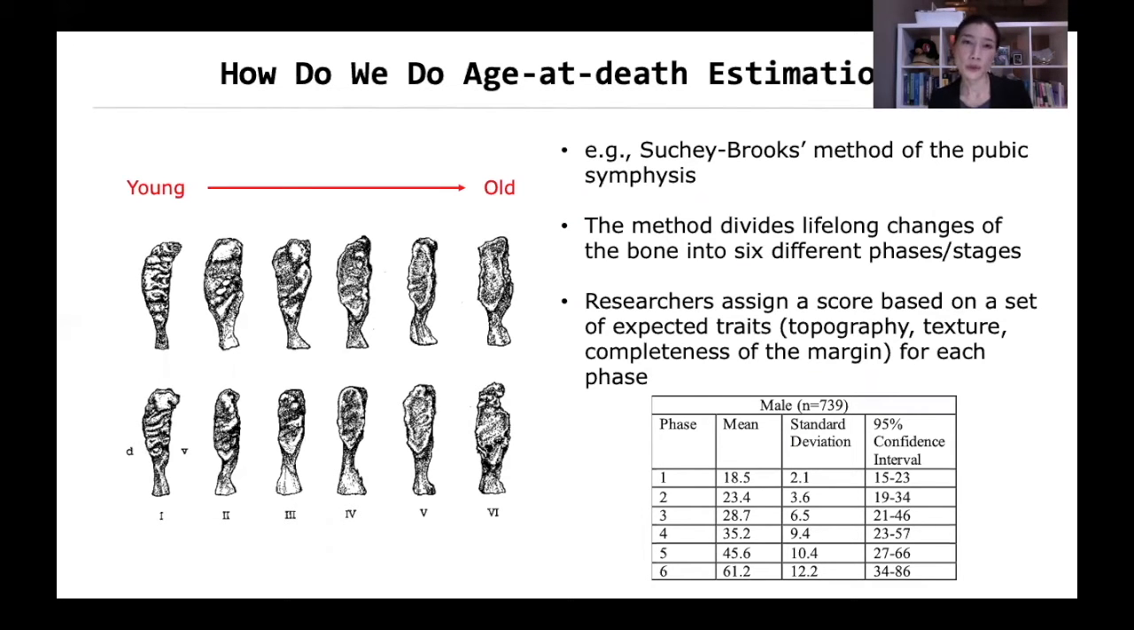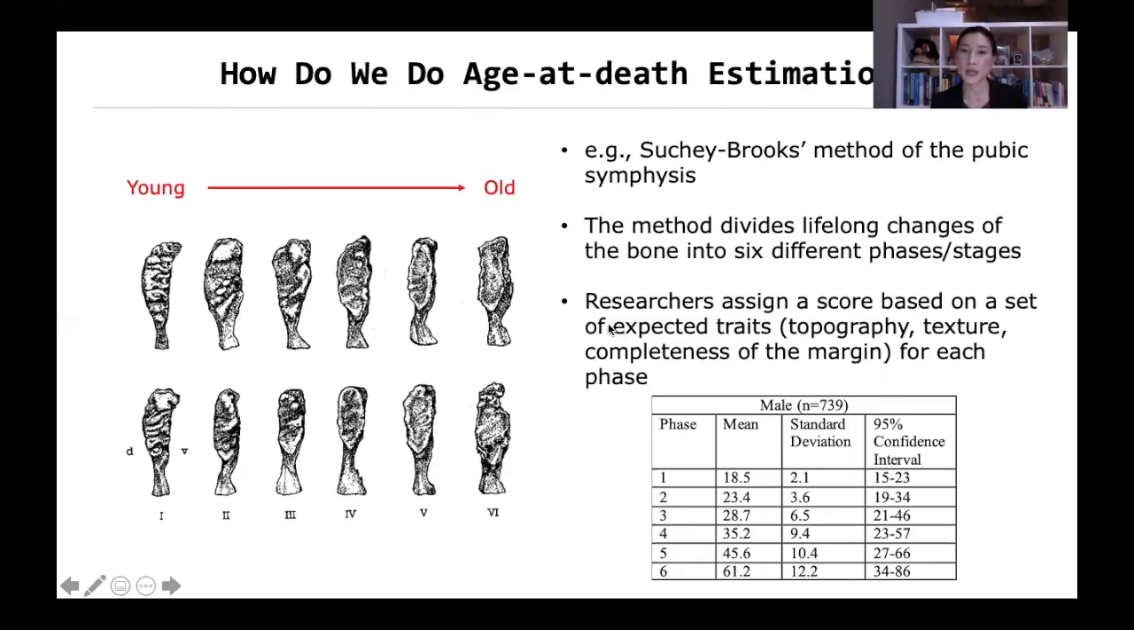Well, we usually divide a lifelong change of an age indicator into a series of ordinal categorical scores. So here I'm showing the Suchey-Brooks method of the pubic symphysis, which divides age-related changes of the pubic symphysis into 6 different stages. On the left side, we can see the pubic symphysis of a young individual, and as we get old, on the right side, it shows the pubic symphysis of an old individual.